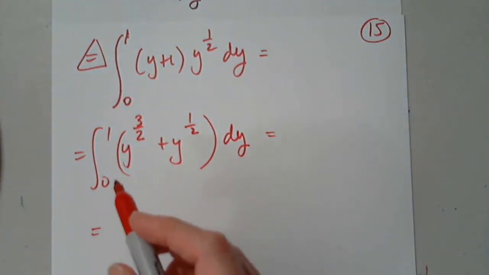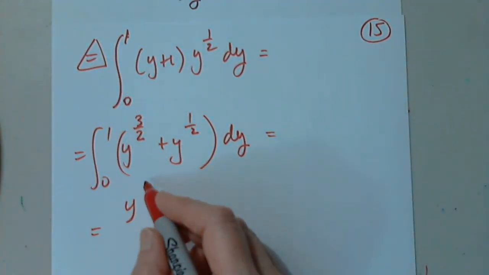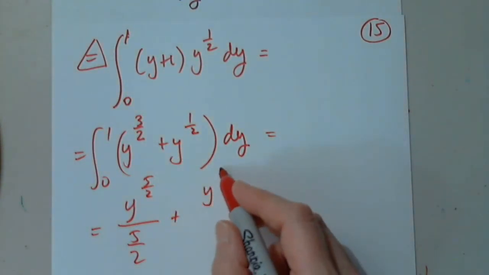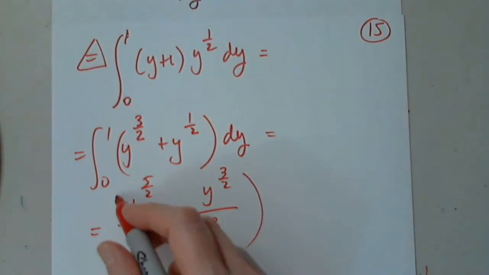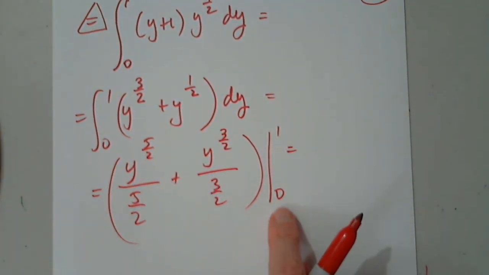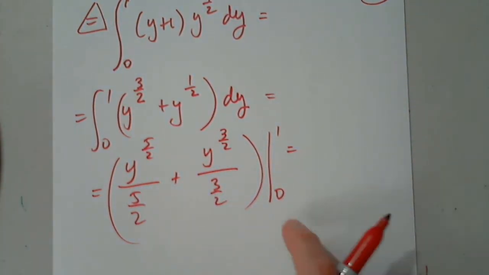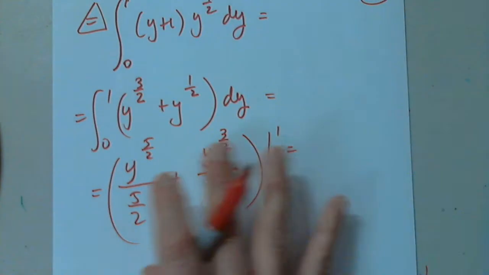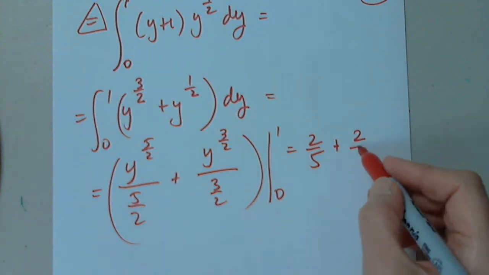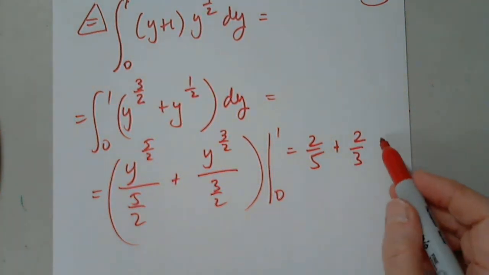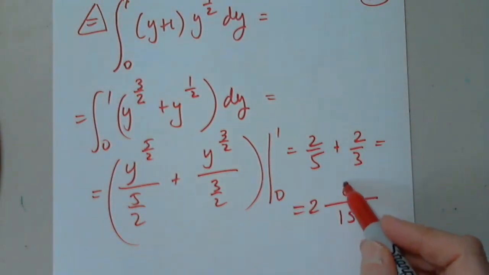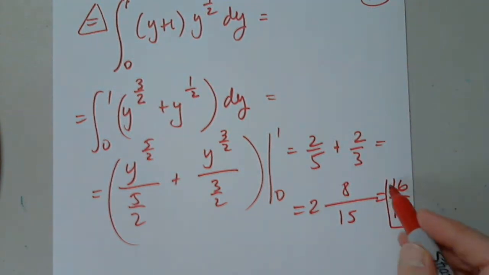And now I know how to proceed. y to 3/2 plus 1, that's 5/2, over 5/2, plus y to 3/2 over 3/2, from 0 to 1. Luckily, they're polynomials, so to speak. They're not, because power 3/2 and 5/2 is not polynomial. But when I plug in 0, it's 0, so I only need to plug in 1. Nice. Flip. 2/5 plus 2/3. So the least common denominator is 15, and 16 at the top. So 16 over 15.